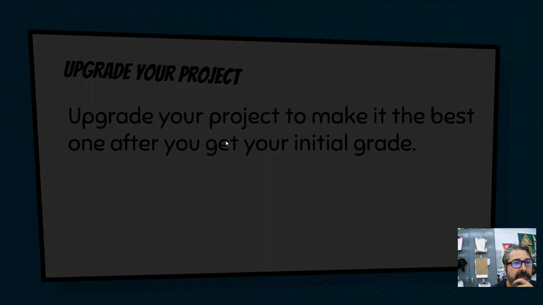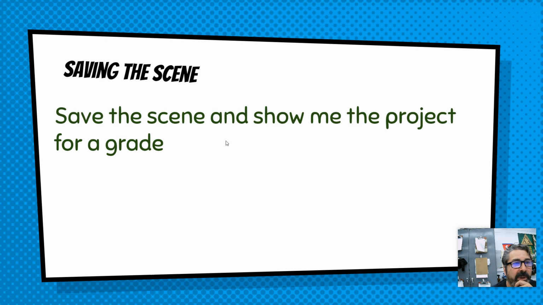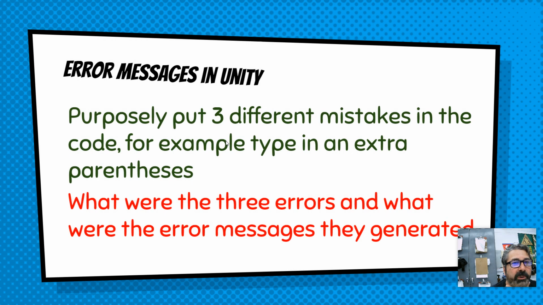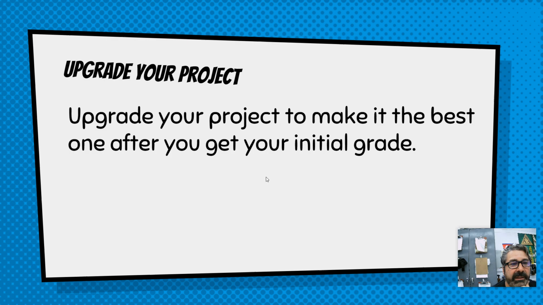All right, and then after that, you're going to purposely put 3 different mistakes in the code, and then figure out what the errors were just to see what an error looks like. And then I want you to upgrade your project. So think of anything that you can do to your project to make it more interesting, better. And we're going to have a competition to see who did the most interesting thing. I mean, this is a super simple project, but see if you can do something interesting with this project.